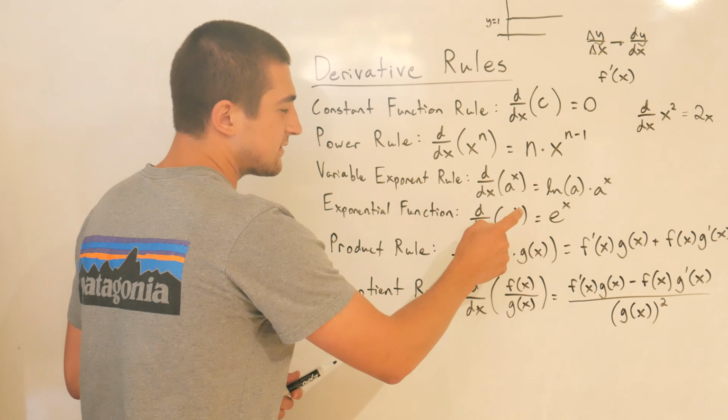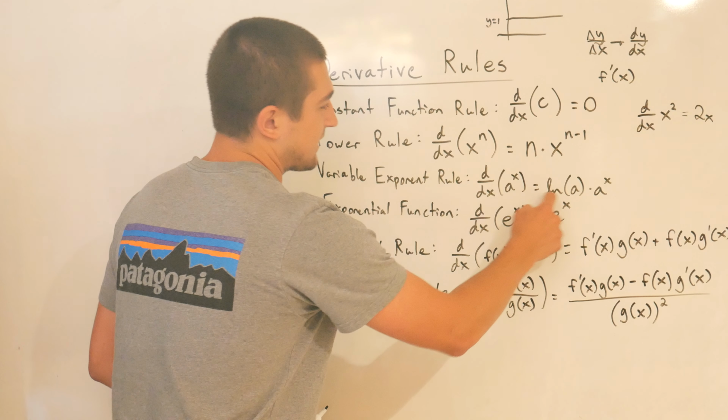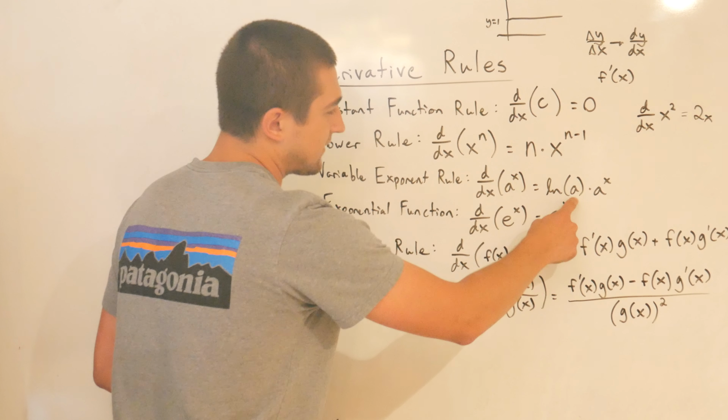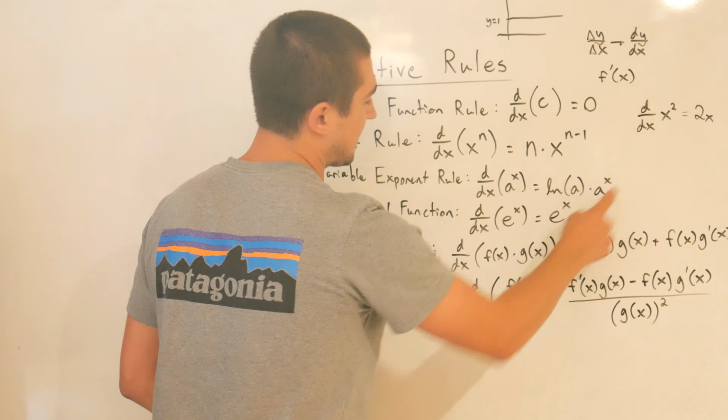And that's because the e function is the inverse of the natural log function. So if we evaluated this like this, and we had the natural log of the base, which would be e, natural log of e is 1. So we'd have 1 times e to the x. So the derivative of e to the x is e to the x.